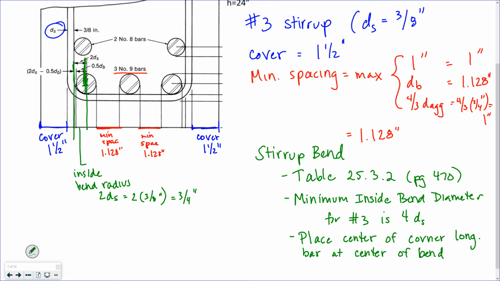Right? And that'll be fine. It'll be 3/4 of an inch, and half of a number 9 is less than 3/4 of an inch. So there's a little bit of gap. You can kind of see there's going to be a little bit of gap. Right, that's the center.